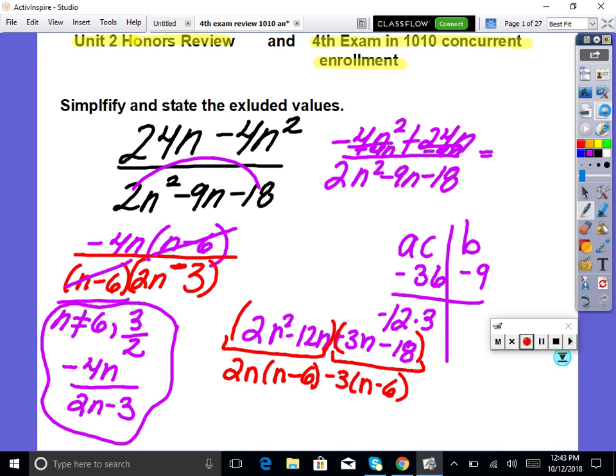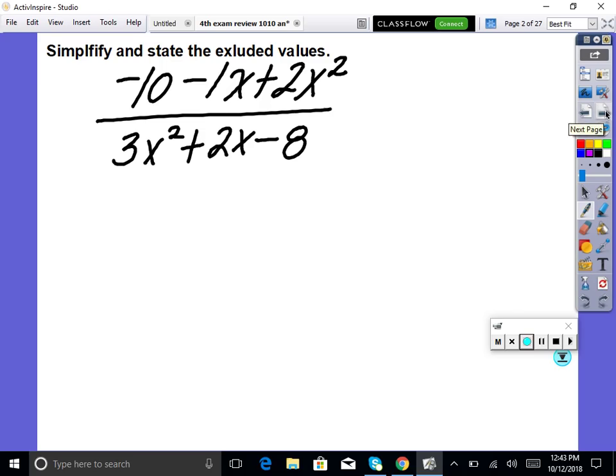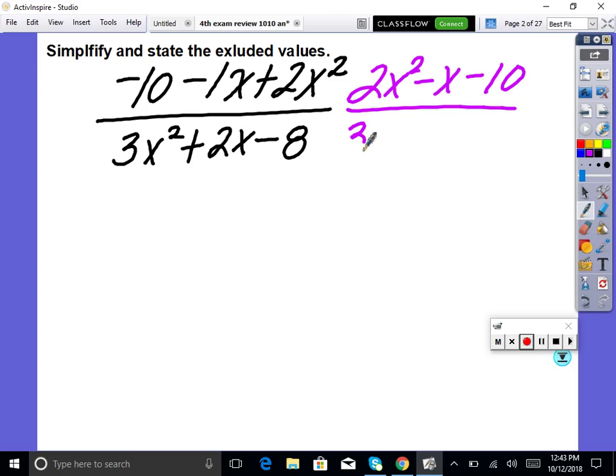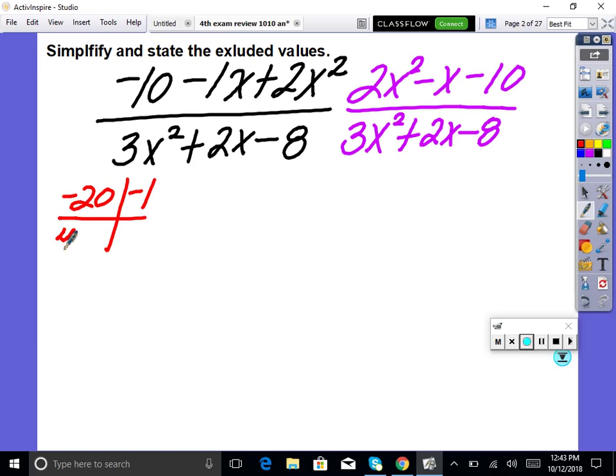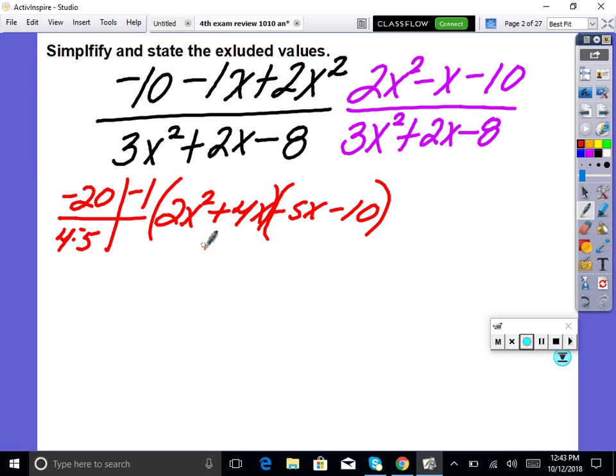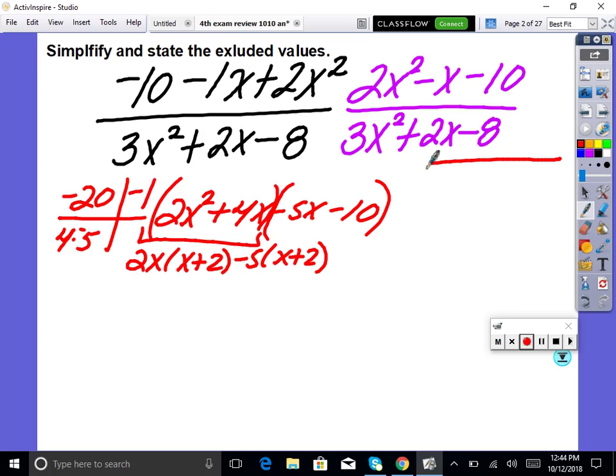Alright, so it says simplify and state the excluded values. So once again, putting that top thing in standard form is going to be key here. 2x squared minus x minus 10. And then it looks like we're going to have some long factoring again, which we should be really good at by now. We have to long factor. So it multiplies to be negative 20 and adds up to be negative 1. 4 times 5, I'm doing that top part, long factoring. Alrighty, so the top factors to be, I'm going to have my final factors right here, I think. So we will have an x plus 2 on top, and then a 2x minus 5.